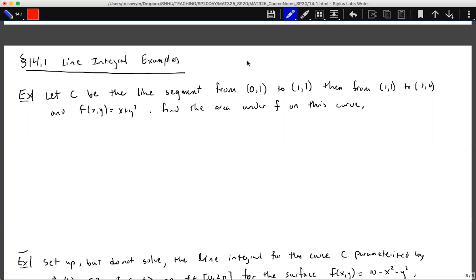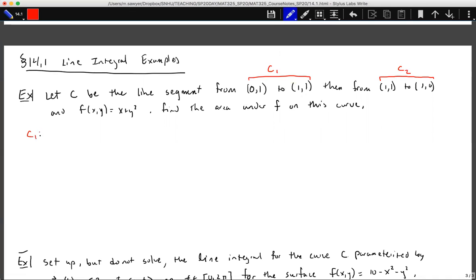As we go about this, let's notice that we can break this up into two different curves. Let's let this section be curve 1, and let's let this line segment be curve 2. One of the properties of line integrals is that we can break up our curve into the two segments.